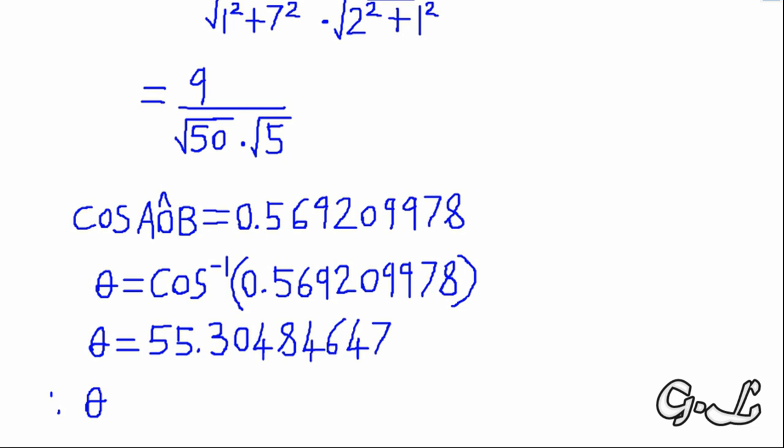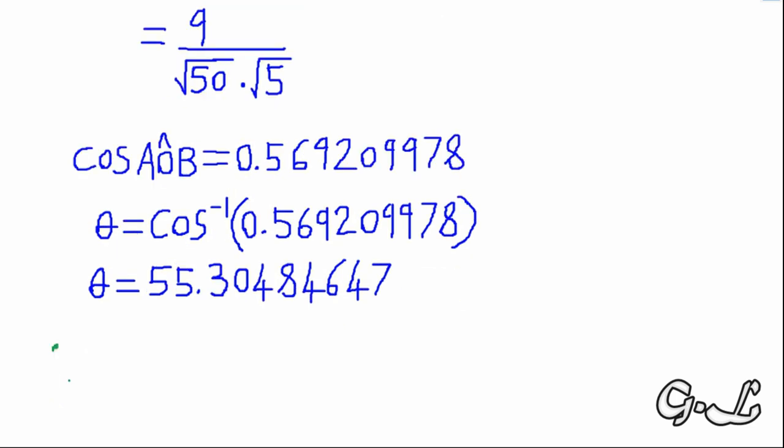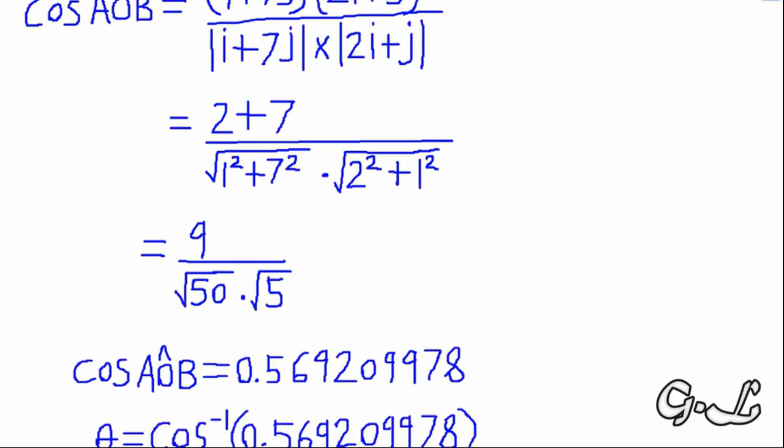So at the end you can say therefore. This is how you calculate the theta. If you are told to calculate the angle, this is the way that we use. So we say therefore theta is equal to 55.3 degrees. So how easy such questions are.